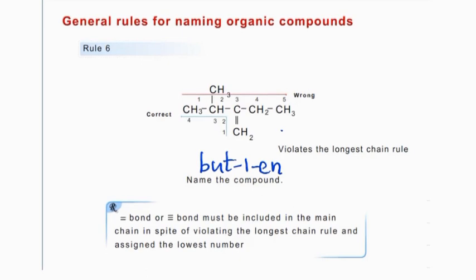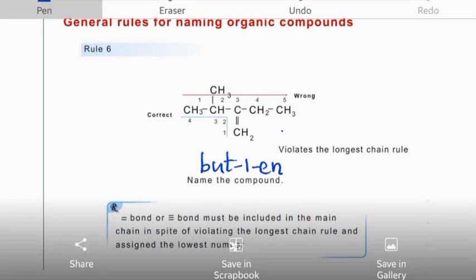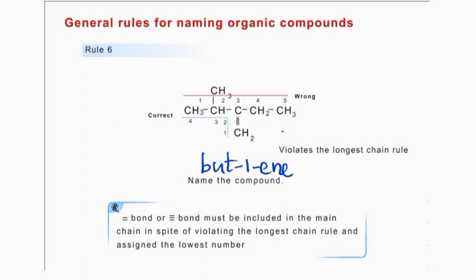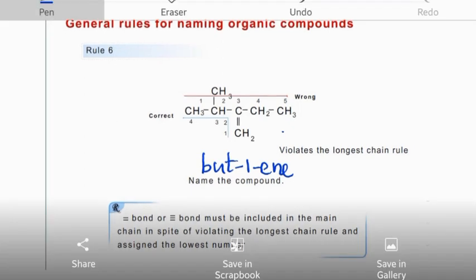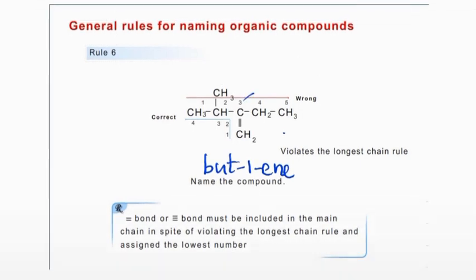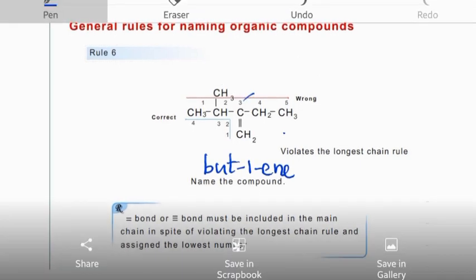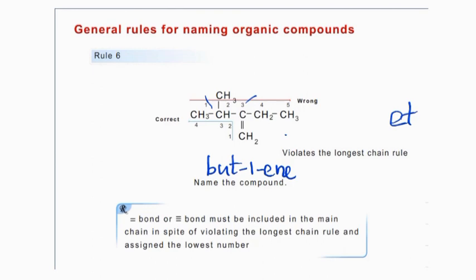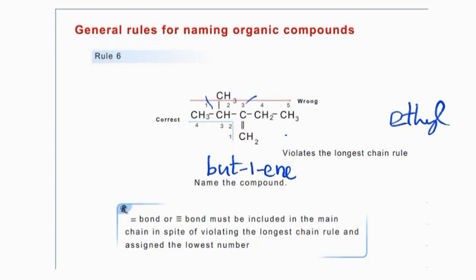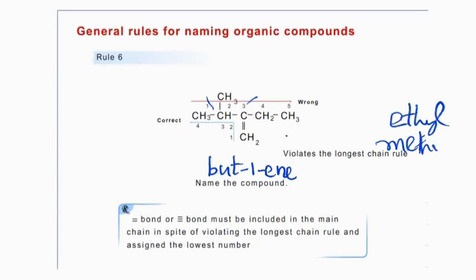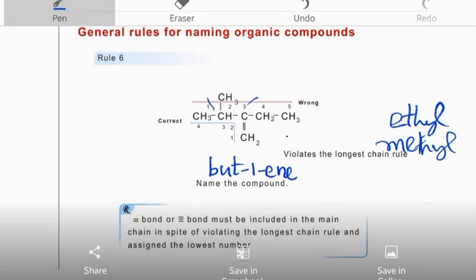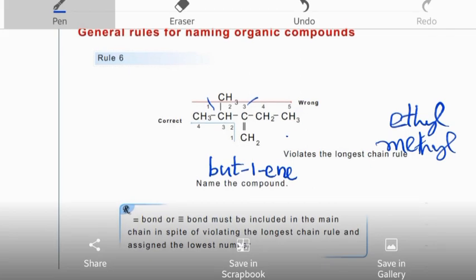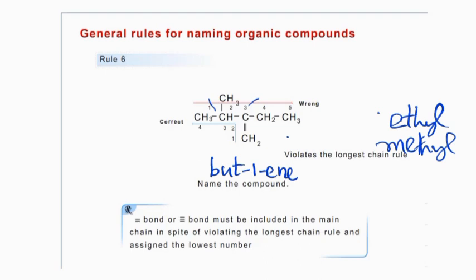What is the name of this compound? There are 4 carbon atoms, so but-1-ene, there is no functional group. So you can put but-1-ene, and there are 2 substituents. One is on the second carbon atom, the other one is on the third carbon atom. On the second carbon atom, it is ethyl. On the third carbon atom, it is methyl.